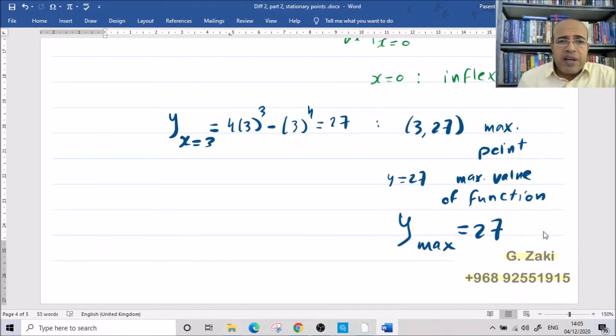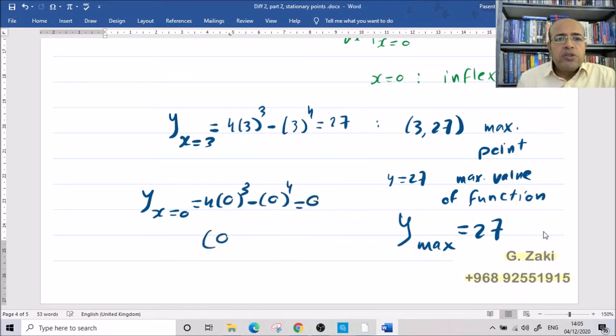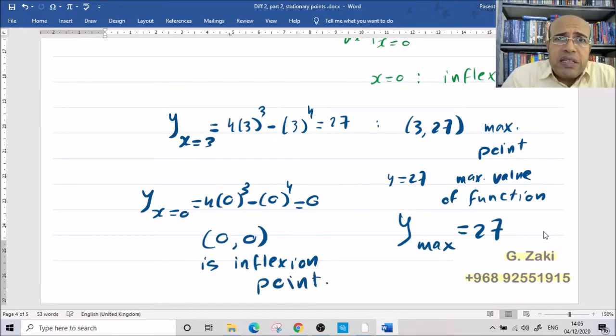What about the other value? We replace x by 0 in the equation of the curve. 4 times 0 cubed minus 0 to the power 4. It becomes 0. So the point (0, 0) is an inflection point. What about the last step of the question?